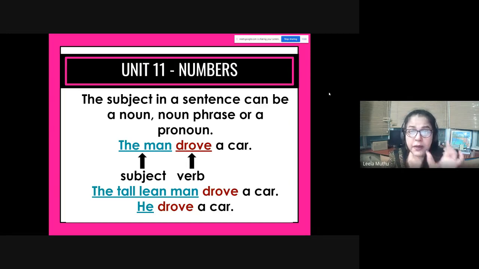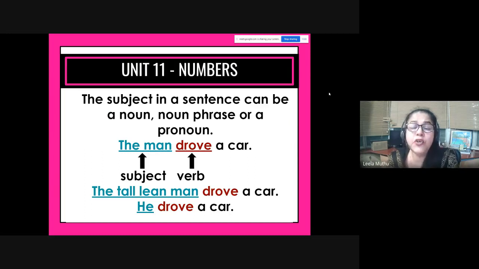Now, this is to explain to you what a noun phrase is. Now look at the subject again. We've added a few descriptions to the noun man. The tall, lean man drove a car. So in this case, the subject is the noun along with the description of the noun. So that becomes a noun phrase. The noun phrase is treated as a subject in this: the noun along with the description.